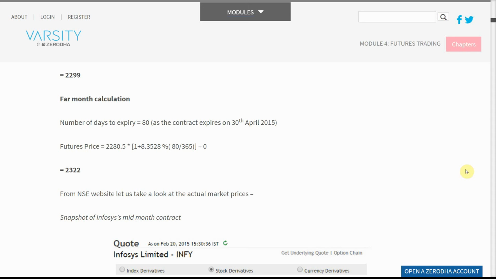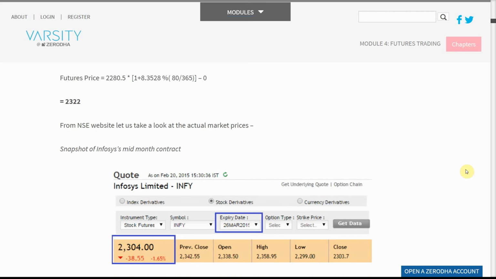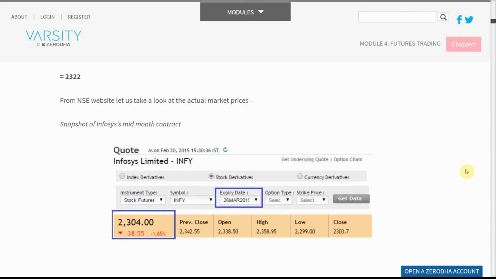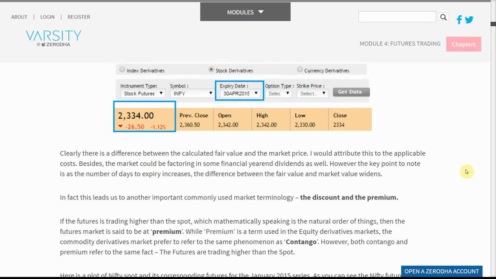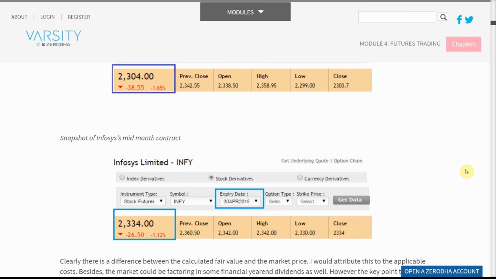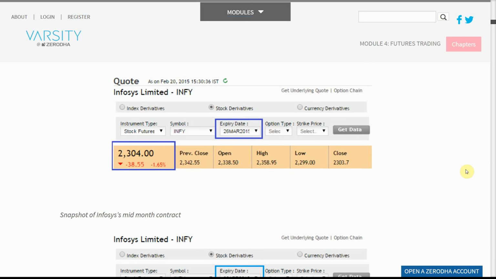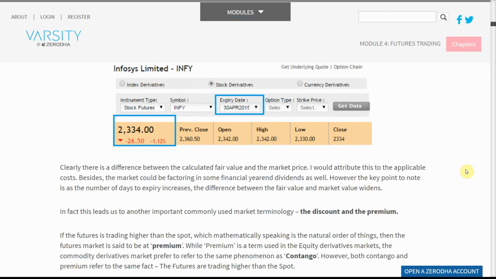From the NSE website, let us take a look at the actual market prices. Snapshot of Infosys' mid-month contract. Clearly there is a difference between the calculated fair value and the market price. I would attribute this to the applicable costs. Besides, the market could be factoring in some financial year-end dividends as well. However, the key point to note is that as the number of days to expiry increases, the difference between the fair value and market value widens.